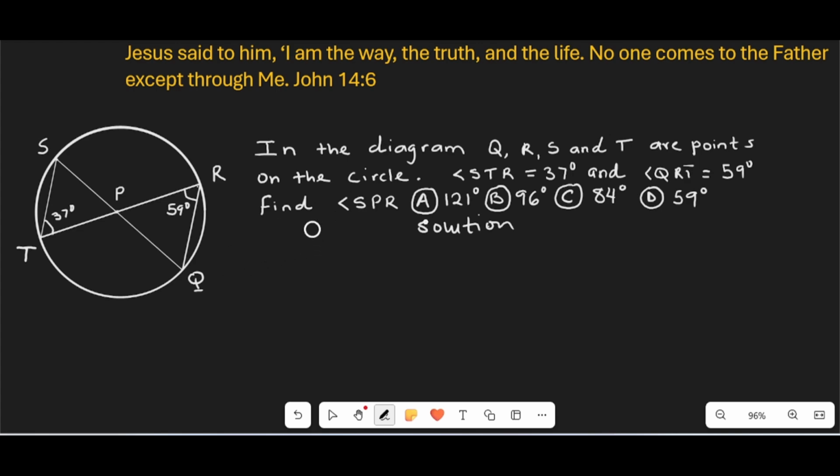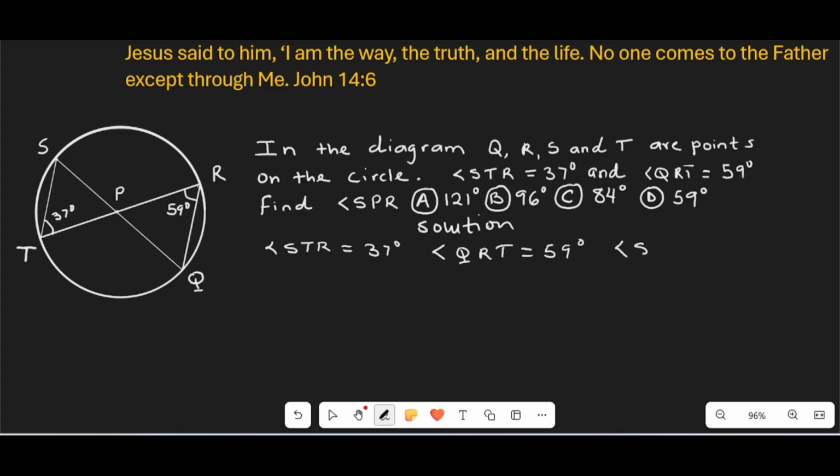In the question, we were given that angle XTR, angle STR, is equal to 37 degrees. And also, angle QRT is equal to 59 degrees. And the question asked us to find angle SPR.